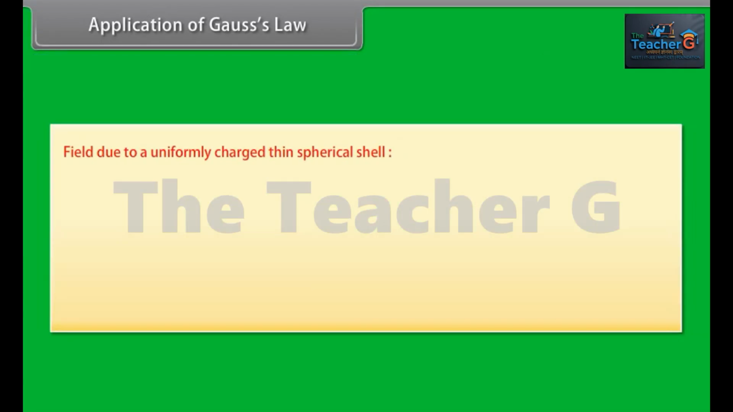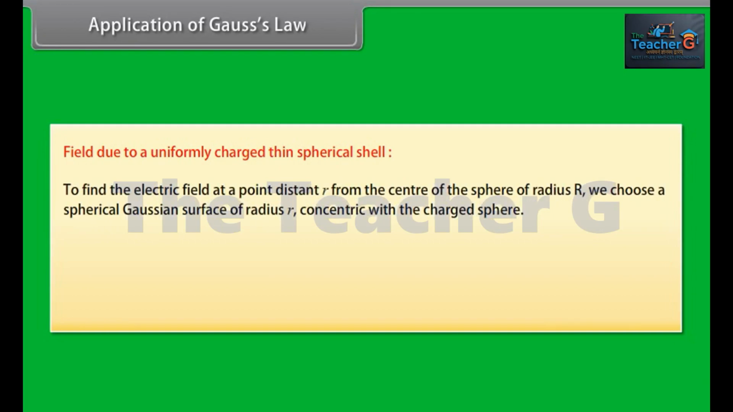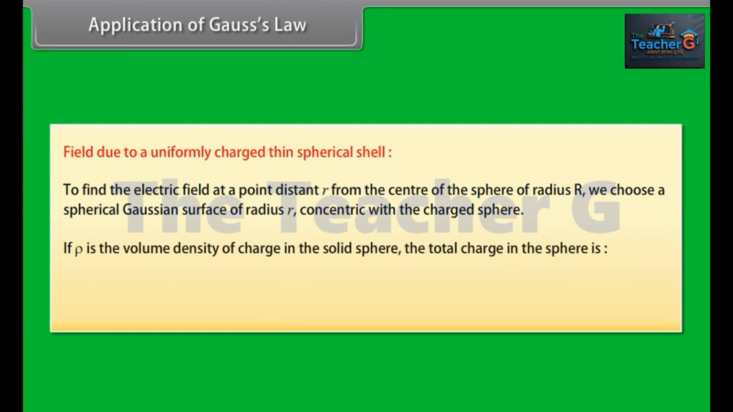Field due to a uniformly charged solid sphere. To find the electric field at a point distant r from the center of the sphere of radius R, we choose a spherical Gaussian surface of radius r concentric with the charged sphere. If rho is the volume density of charge in the solid sphere, the total charge in the sphere is given by Q equal to 4 upon 3 pi R cube rho.